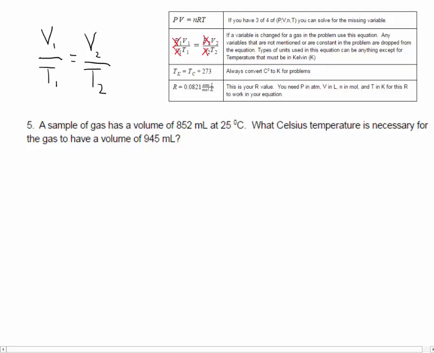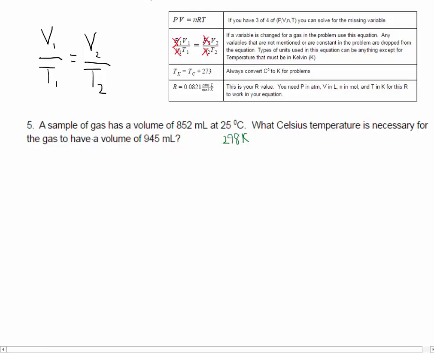Okay, so now all I have to do is plug in. Now remember, the only thing that you have to remember here is your units have to match, with the exception of temperature, which always has to be in Kelvin. So Kelvin, you always have to do that change. So we can go ahead and do that really quickly. As you see right up here, you just add 273. So your temperature then is 25 plus 273, which would be 298 Kelvin.